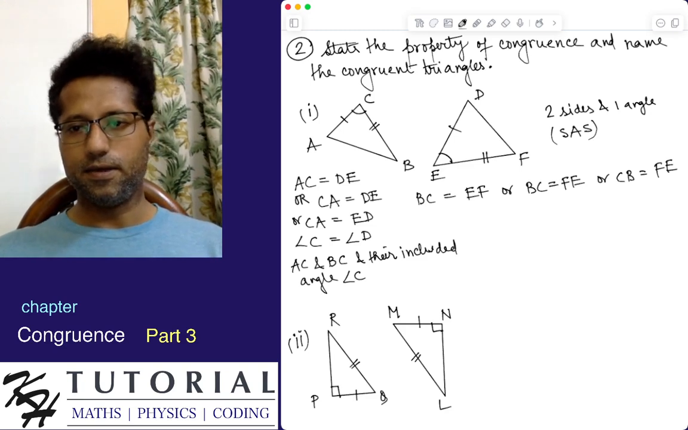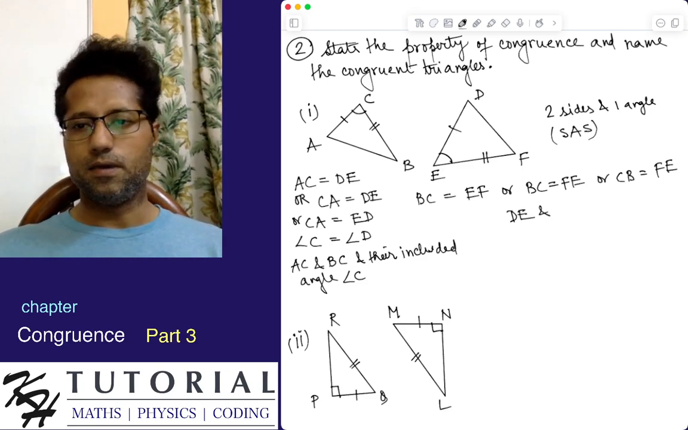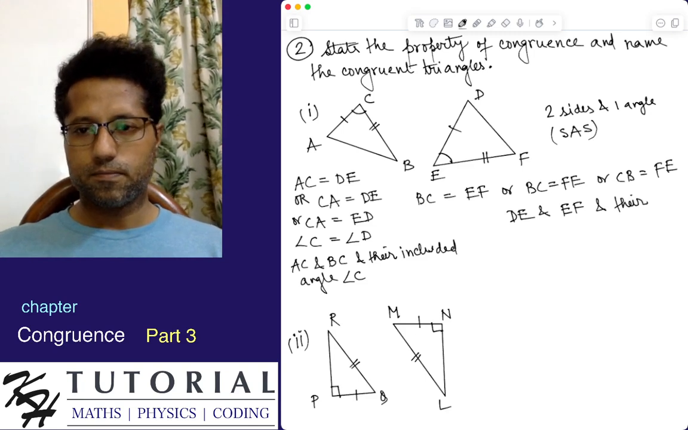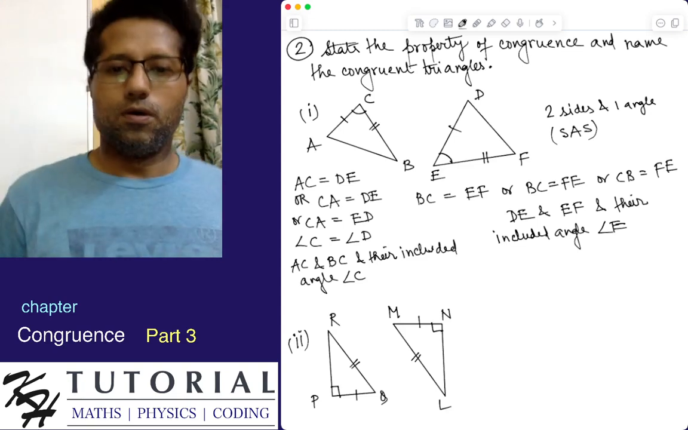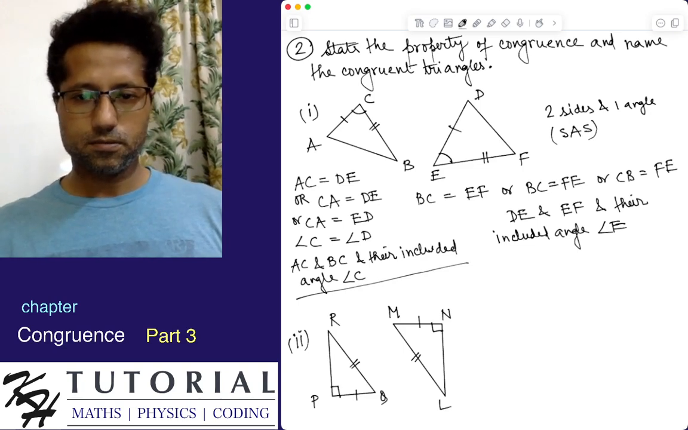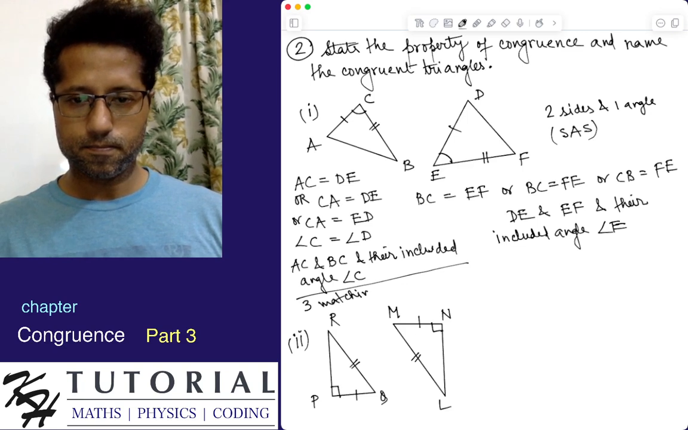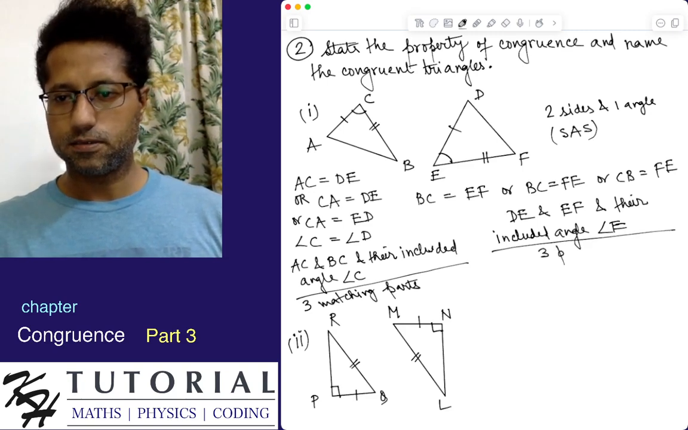Also, in this triangle DEF, we can see that we have DE and EF and their included angle, which is of course angle E. So clearly these are the three matching parts involved in establishing the congruency of these two triangles, and these are the three matching parts of triangle DEF.